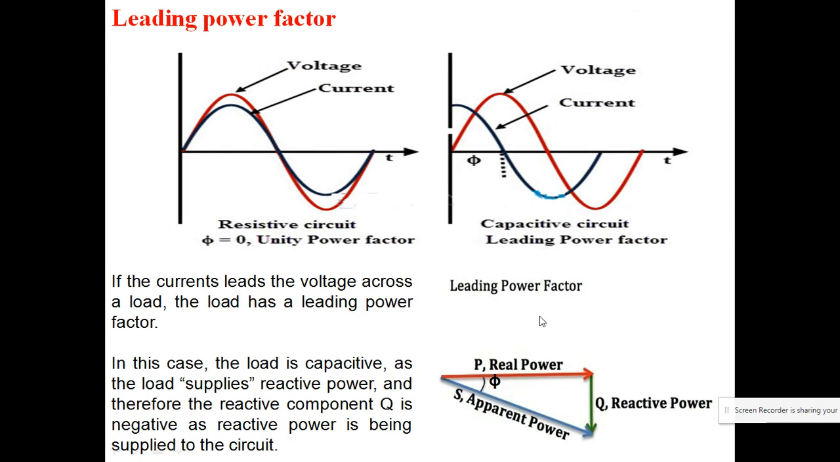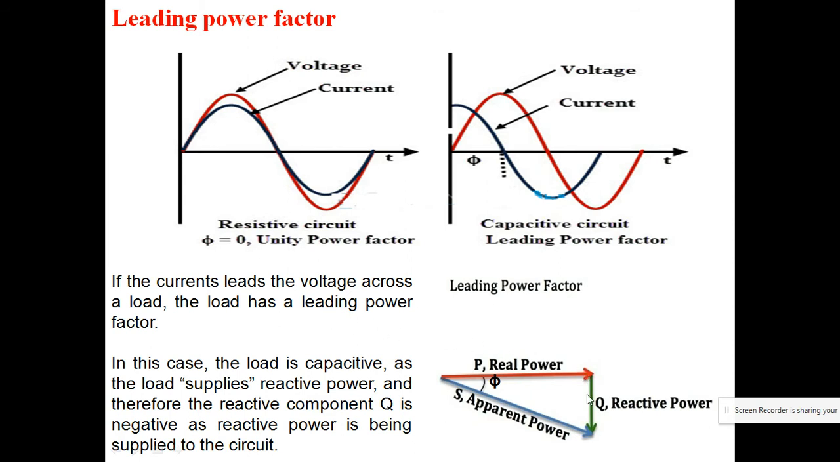Now we will see the leading power factor. In the ideal case, the power factor is 1. It means no phase difference, both are in phase. But for the leading power factor, the voltage phase is 0, while here you can see the current is at 90. So when the current leads the voltage across the load, the load has a leading power factor. That is the meaning of this.